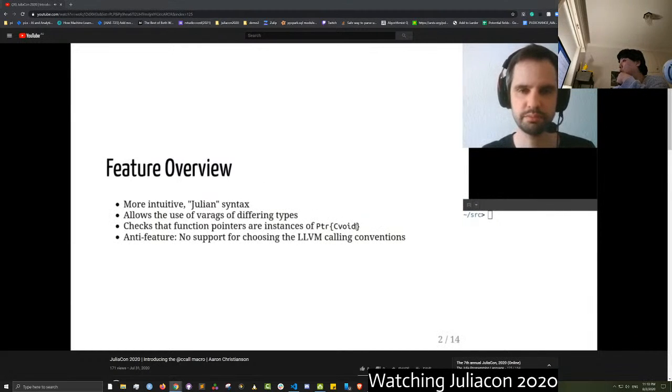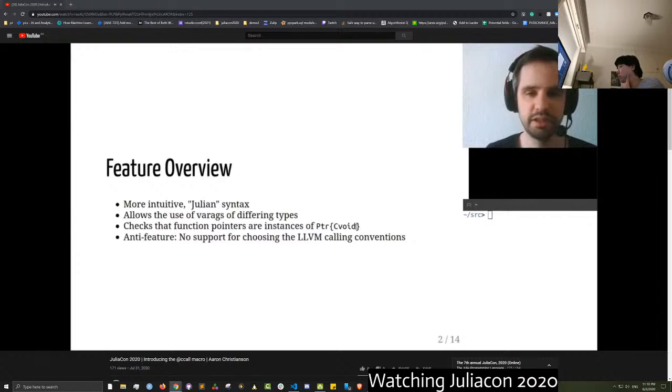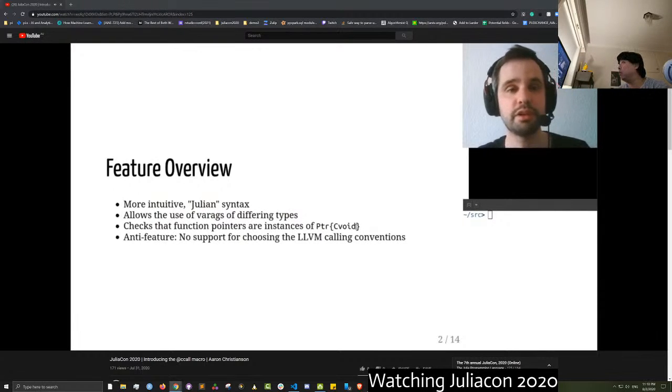This macro is different from the ccall function in Julia in that it allows a more intuitive Julia syntax. It allows the use of var args of different types. It checks that function pointers are instances of pointer to C void. And it takes away one feature of ccall, which is that it does not support choosing an LLVM calling convention. It just uses the default calling convention.